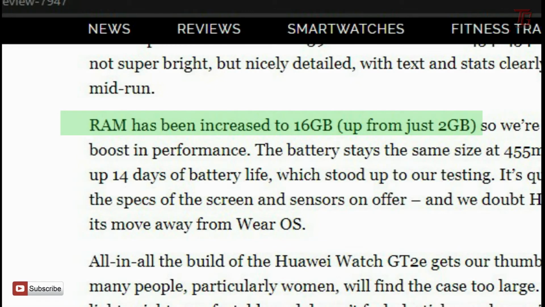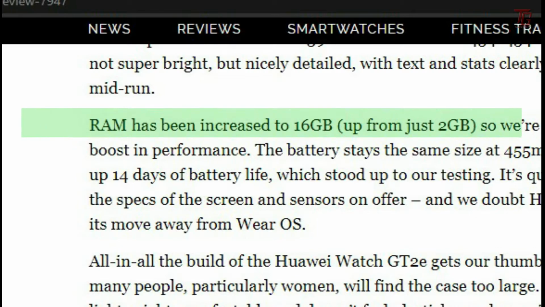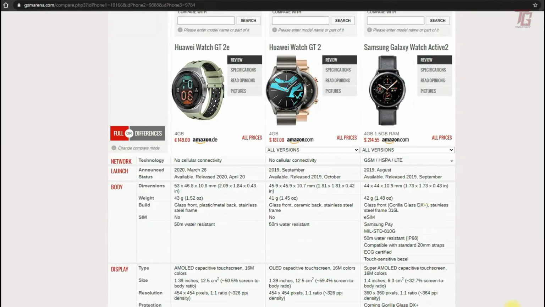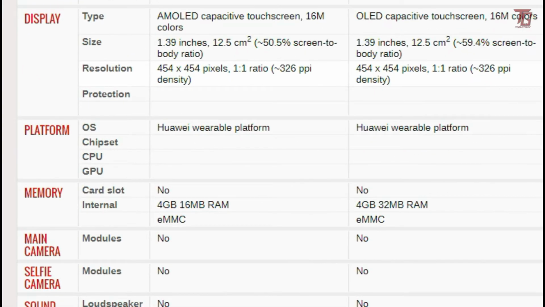Today, 2GB seems like a very decent RAM for a smartwatch. However, with a storage of a mere 4GB, it doesn't make sense that Huawei has increased the RAM to 16GB, which is 4 times more than the storage. It's like a man having a brain bigger than his belly. So I went to another credible website, expecting some more sensible information, and there the RAM was 16MB for the GT2e and 32MB for GT2. This makes a lot more sense than 16GB.